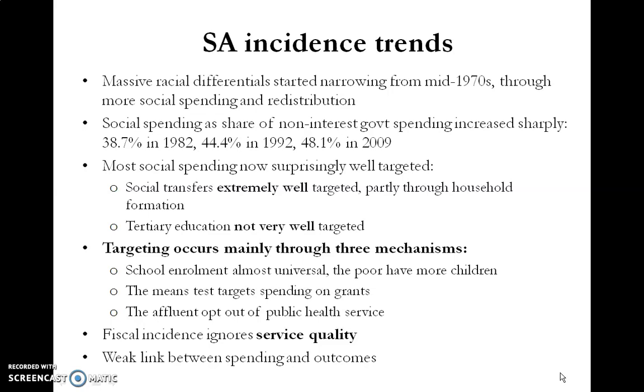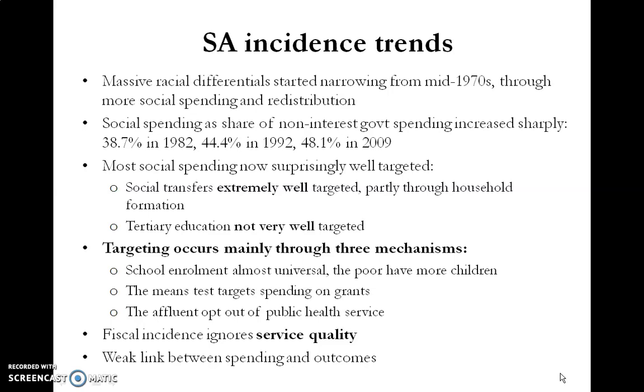Now, when it comes to targeting, it can occur mainly through three mechanisms. For example, school enrollment is almost universal, and the poor have more children on average, so that means they would tend to benefit more from subsidies for education. This is basic education. The means test targets spending on grants. So all grants that are disbursed are done so through means testing. Another mechanism through which our social spending is so well targeted is the fact that the affluent, those top quintiles in the income distribution, tend to opt out of a lot of public health services and instead utilize private health services. And in doing that, they don't benefit from the public subsidy or the government subsidy for public health.